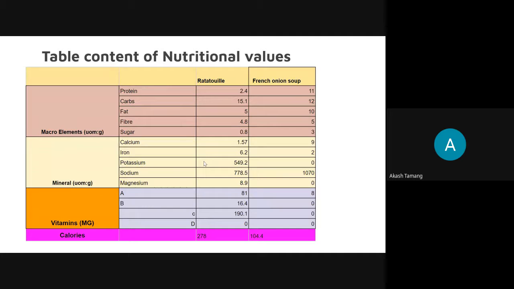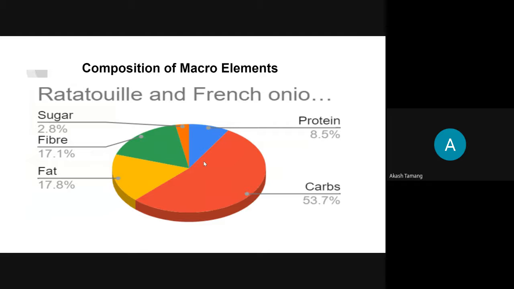As my friends have told, they are very curious and very controlling about their nutrition value. So I have also listed some table content of nutrition value below. Next slide, please. So the composition of macro elements in ratatouille and French onion soup, where the highest percentage is whole carbs and the lowest is sugar. Next slide, please.